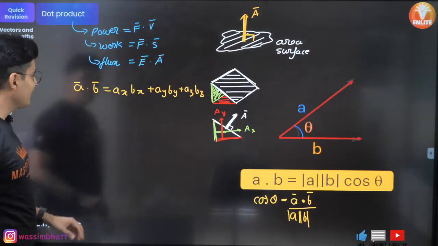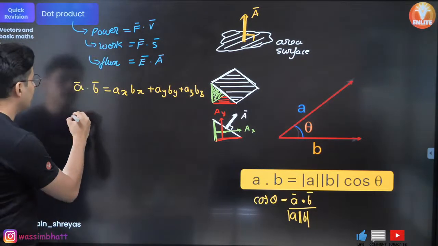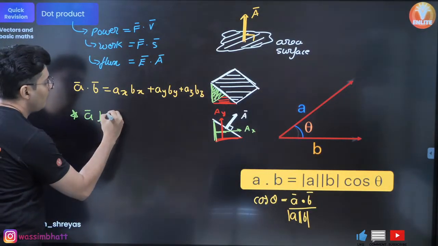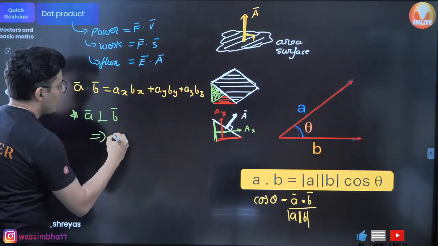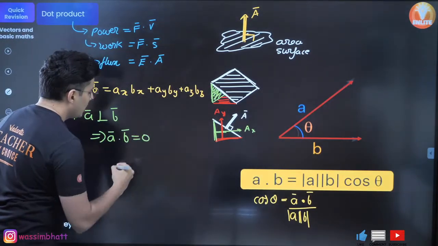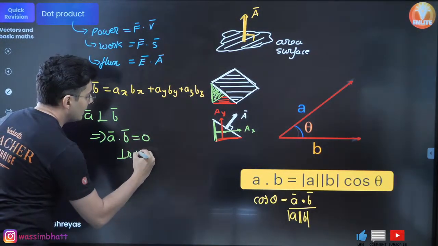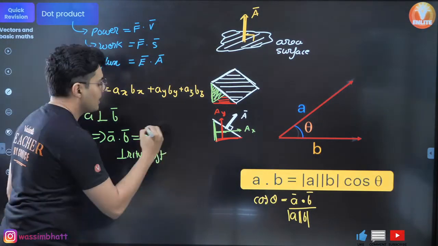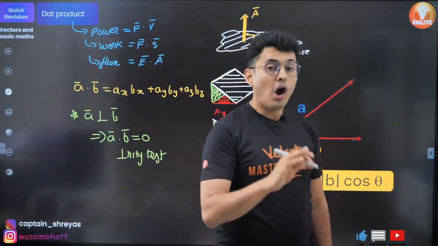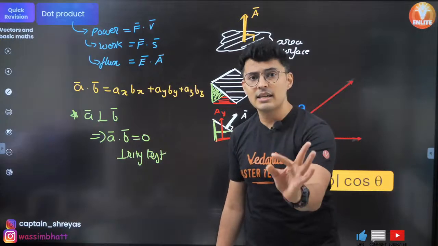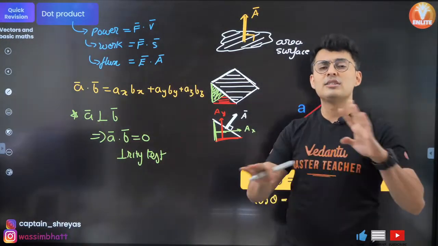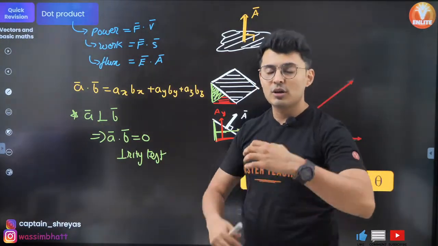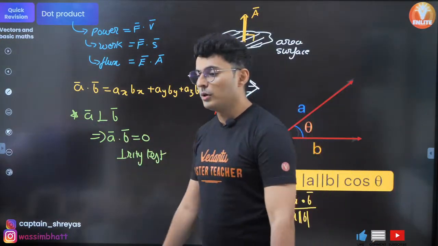Now, having said that, there is also a very important thing which you should know. If A perpendicular to B, then A vector dot B vector is 0. This is your perpendicularity test. If two vectors are perpendicular or not, if you want to check it, always take the dot product and see if it comes out to be 0. If it is 0, no doubt, you can just close your eyes and say this is going to be perpendicular.